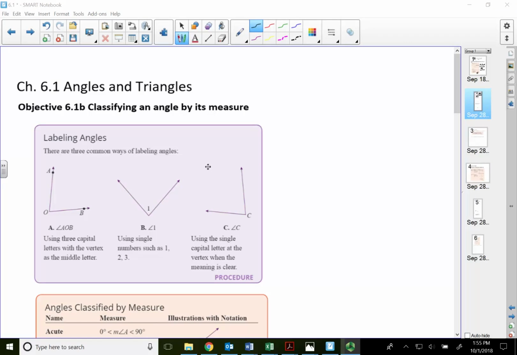Welcome back to Module 6.1. In this lecture view, let's take a look at classifying an angle by its measurement.